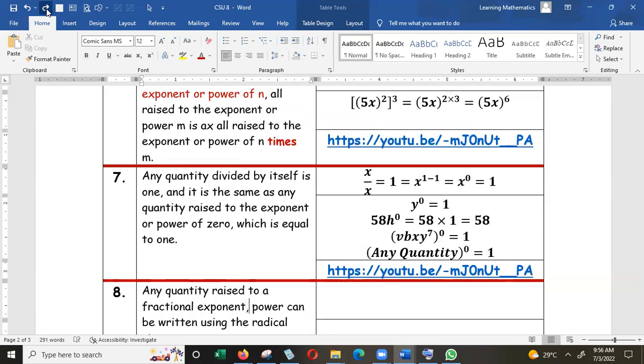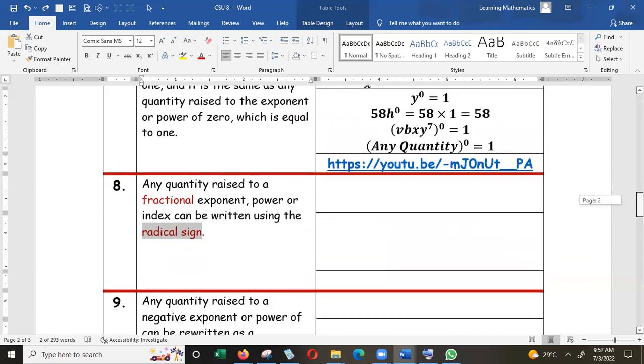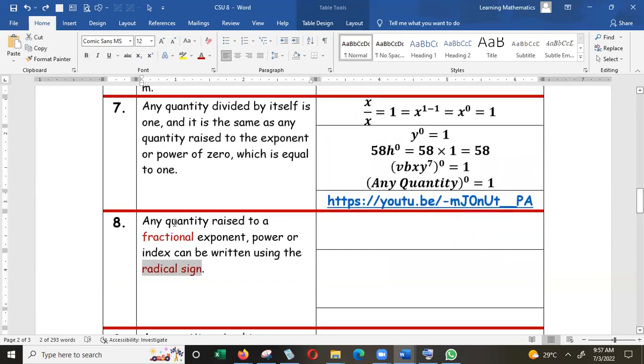Here we say any quantity raised to a fractional exponent or power or index can be written using the radical sign. Fraction is an important word in mathematics. It has a symbol. The radical sign has its symbol also. So any quantity raised to a fractional exponent, power, or index can be written using the radical sign.